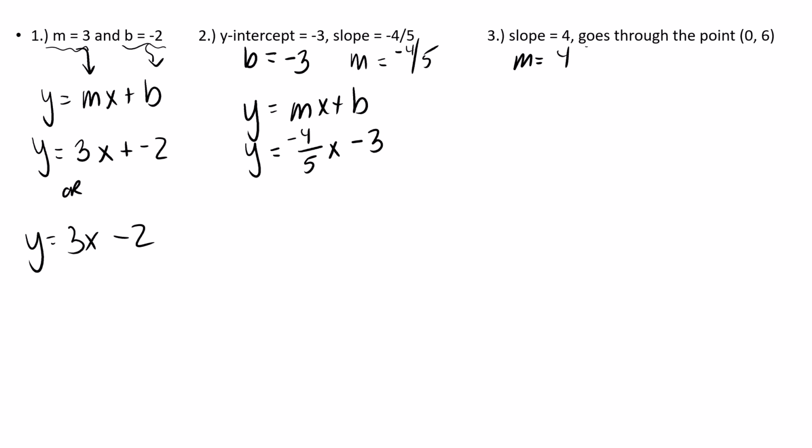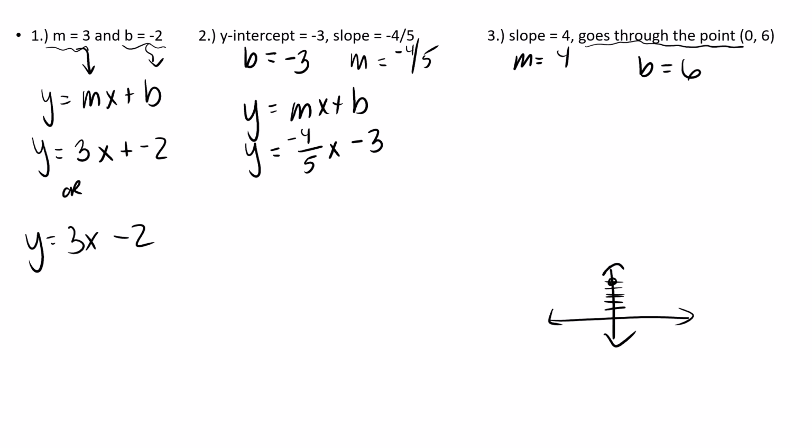And this time it says it goes through the point (0, 6). You'll see that a lot in future problems, where the point you're given is not the y-intercept. But in this case, if you were to picture where the point (0, 6) is, it would be right there. And so this is another way of saying the y-intercept. So the y-intercept is 6, because that's what will cross the y-axis.